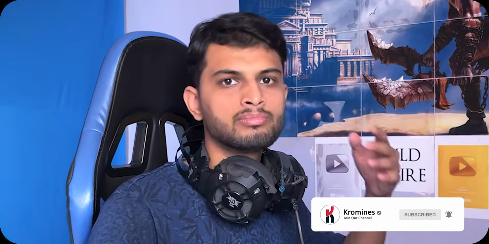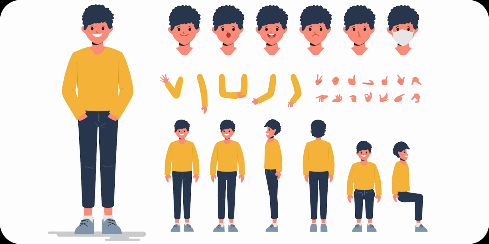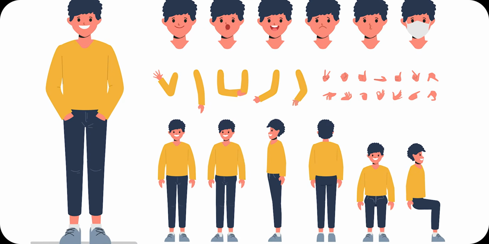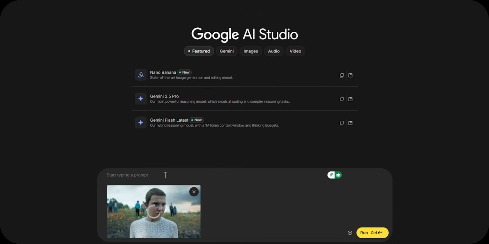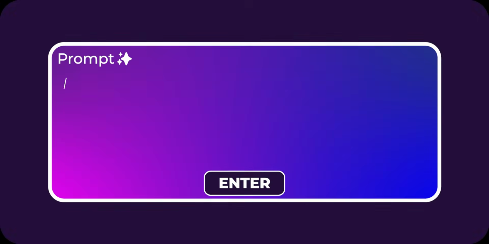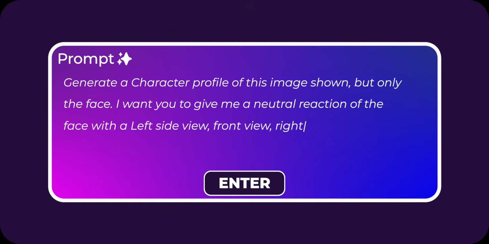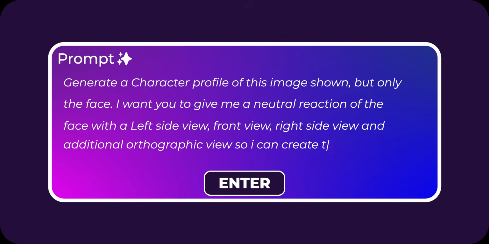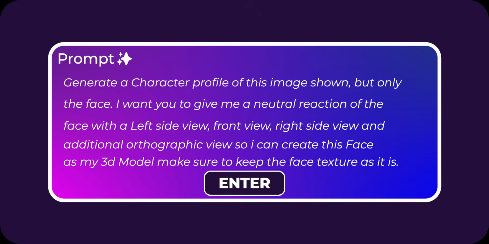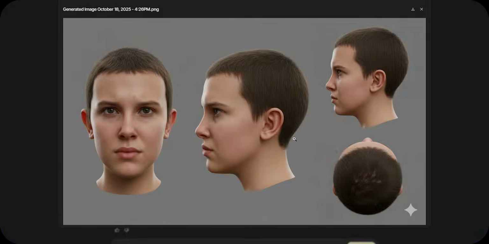And number 1, which is my personal favorite, to generate a character profile from different angles. So you open Google AI Studio and let's upload this picture. You can type this prompt, generate a character profile of this image shown but only the face. I want you to give me a neutral reaction of the face with a left side view, front view, right side view, and an additional orthographic view. So I can create this face as my 3D model. Make sure to keep the face texture as it is. And this is the result.